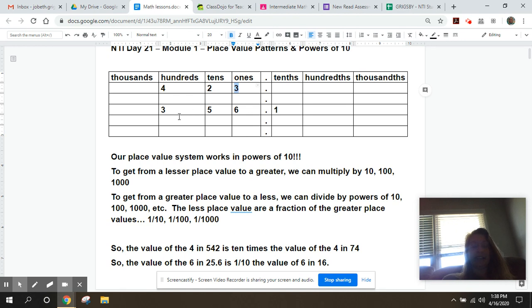So this 3 is still 2 powers of 10 away, 1, 2, and it would be a fraction. So instead of earlier we said 1/10, this would be 100th. The value of the 3 in 423 is 100th the value of the 3 in 356 because it's 2 place values away, 2 powers of 10 away, which is 100. 10 times 10 is 100. And this right here is in a less place value.